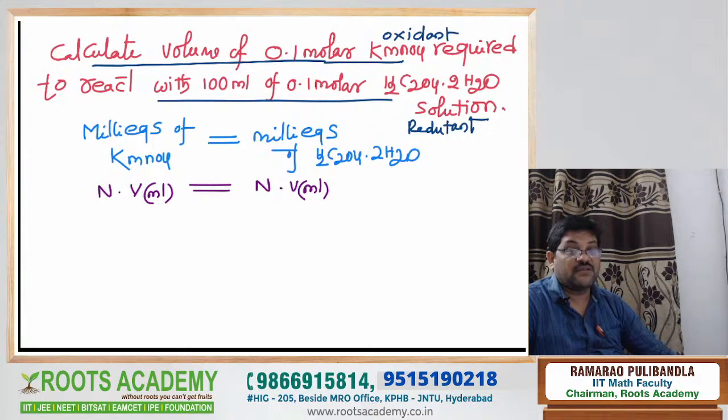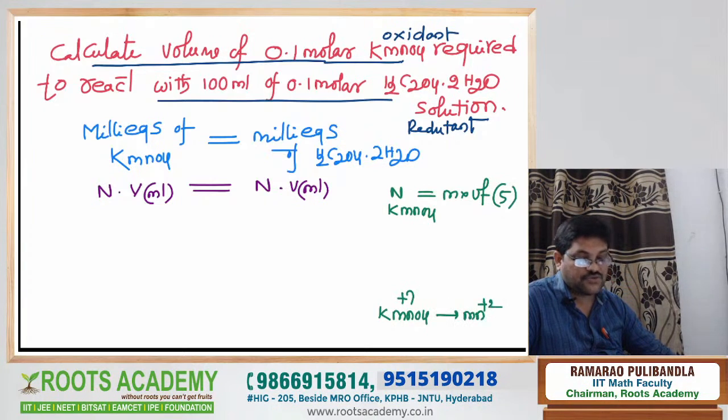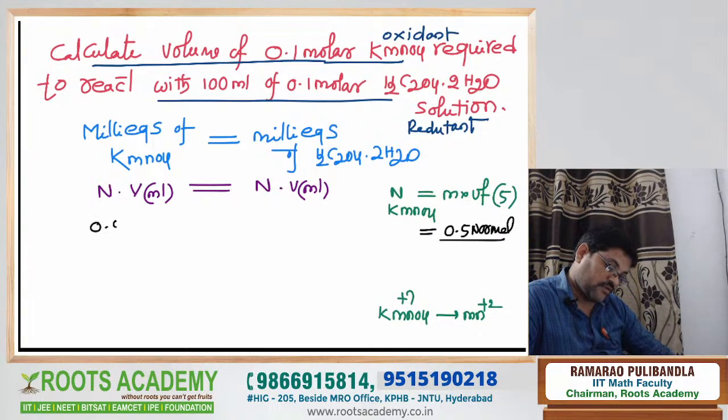But here molarity is given. Between the molarity and normality one relation is there. What relation? Normality of the KMnO4 is equal to molarity into valency factor. KMnO4 valency factor is 5. How do you say it is 5? In the KMnO4, manganese plus 7 changes to what? Manganese plus 2. Plus 7 becomes plus 2 means reduction by 5 electrons. That's why it becomes 0.5 normal for the KMnO4.